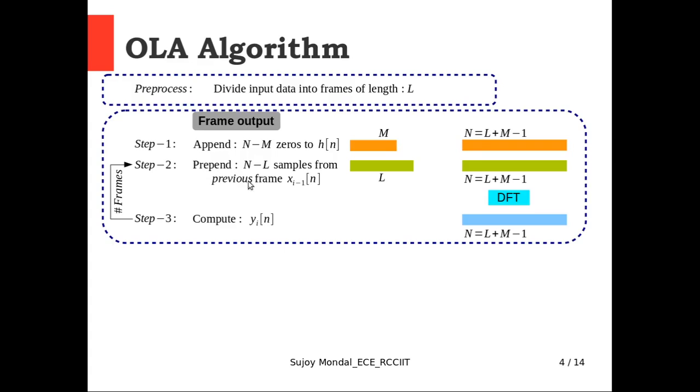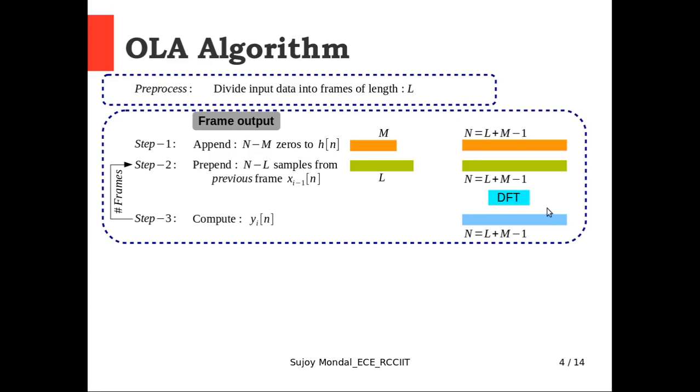Now, second step, we have to prepend. Prepend means we have to add numbers to the left hand side. What are the numbers? They are the numbers taken from the previous frame: the last N minus L samples from the previous frame. If this is frame number x i, then the last N minus L samples from the x i minus 1 frame. If it is the first frame, then N minus L zeros should be prepended, because there was nothing before the first frame.